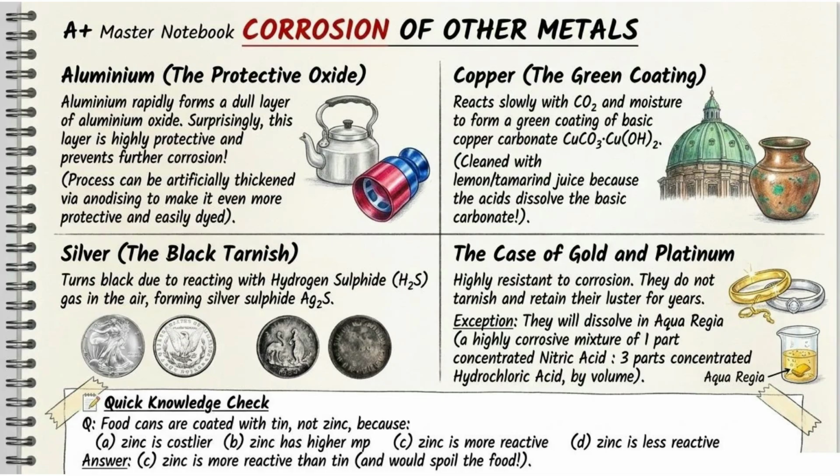Copper reacts slowly with CO2 and moisture in the air to form a green coating of basic copper carbonate, which is CuCO3.Cu(OH)2. You can actually clean this green tarnish off using lemon or tamarind juice because the natural acids dissolve the basic carbonate. Silver tarnishes and turns black because it reacts with hydrogen sulfide gas, H2S, in the air, forming black silver sulfide, Ag2S. But gold and platinum, resting safely at the bottom of our reactivity series, are highly resistant and won't tarnish for years unless you drop them in that aqua regia we talked about.